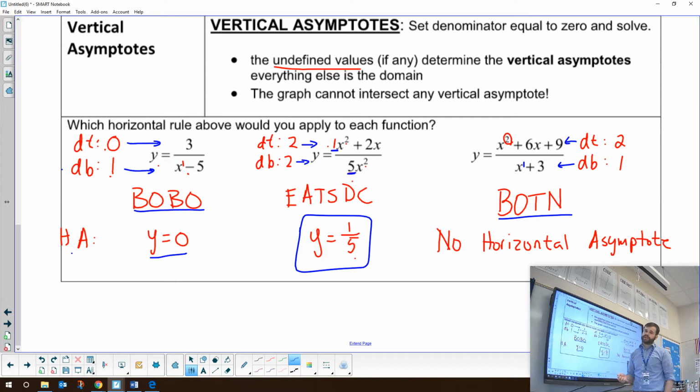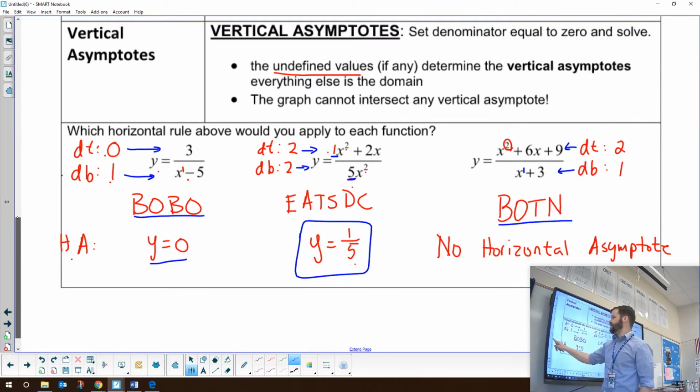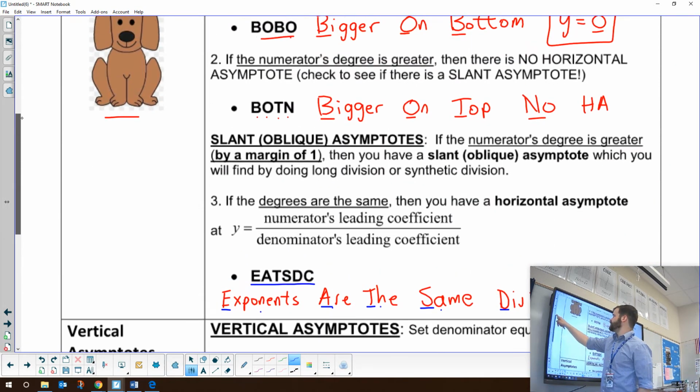To be able to find our horizontal asymptote, we either do Bobo, bottom, or eats DC. Now, how do we remember those 3? That's where that dog comes in. Now, that dog, silly name, but it helps us remember.